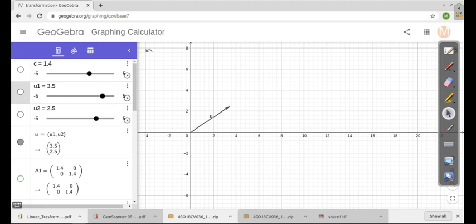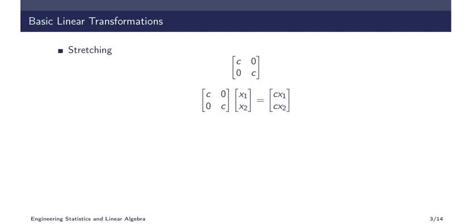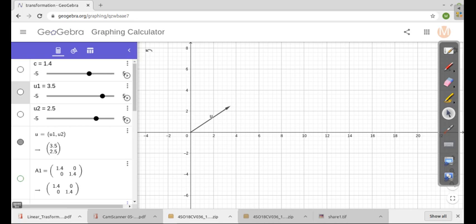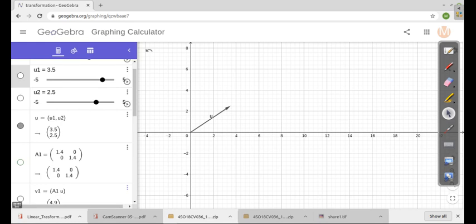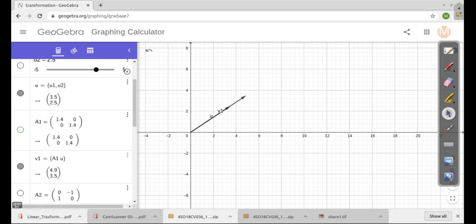Coming back here, our operation is [c, 0; 0, c] into (x1, x2). So I have to multiply it with the matrix [c, 0; 0, c]. Here I have taken a matrix where c has the value 1.4. So [c, 0; 0, c], and V1 is the matrix c here. You can see the matrix A1 multiplied with u. So A1 into u gives 1.4 times 3.5, it will give 4.9, 3.5.